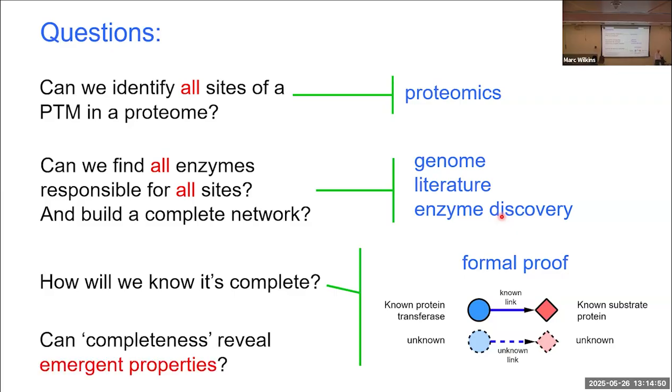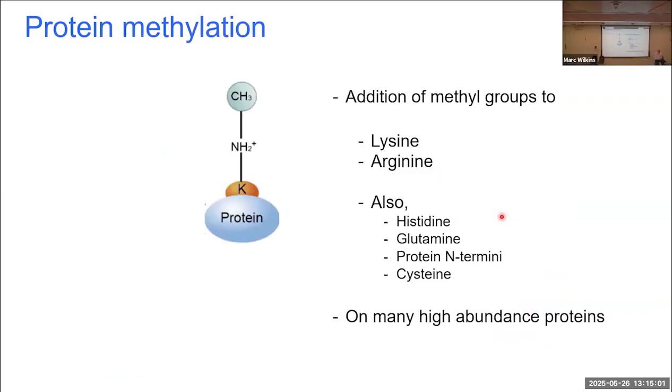So we'll talk about that, and then there's that question that we've been exploring already about whether completeness reveals emergent properties, because that's what we want to find, properties of a system that you wouldn't otherwise be able to discern.